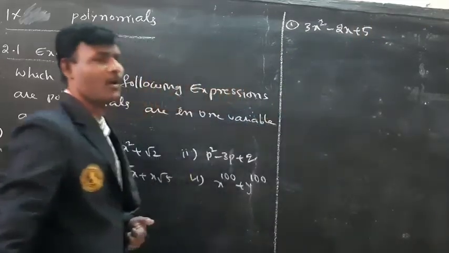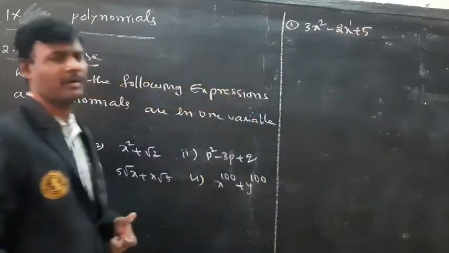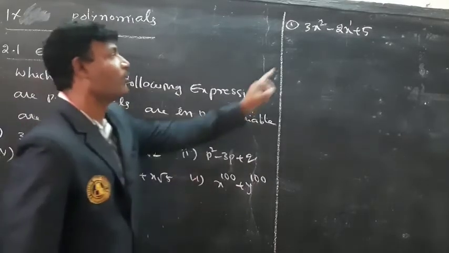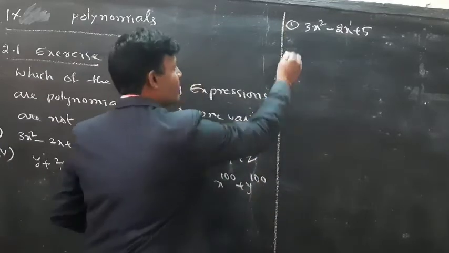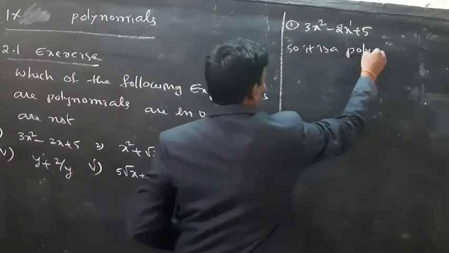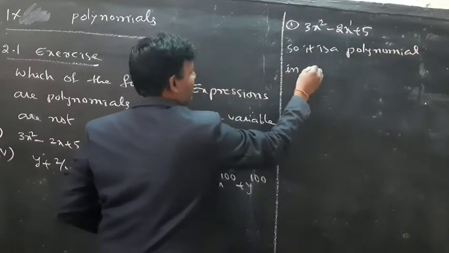3x square minus 2x plus 5. First of all, it is a polynomial. Why? Because here the variables have integral powers, meaning the powers of the variables are integers. So it is a polynomial. And what is the variable here? Only x is a variable. So it is a polynomial in one variable.